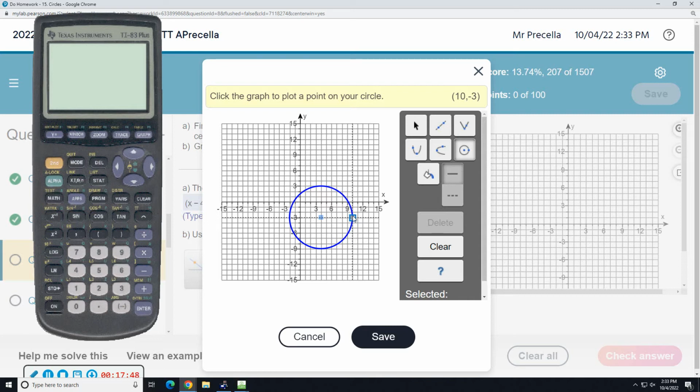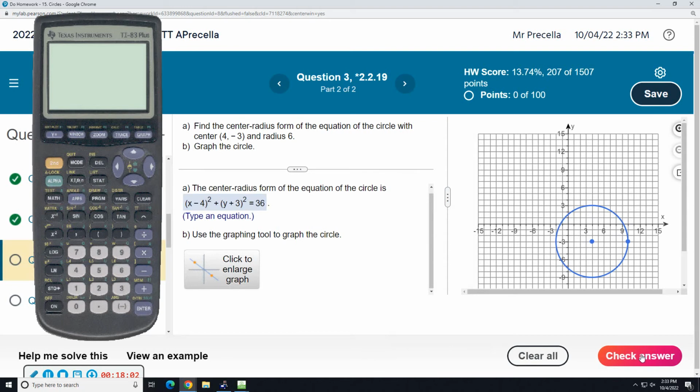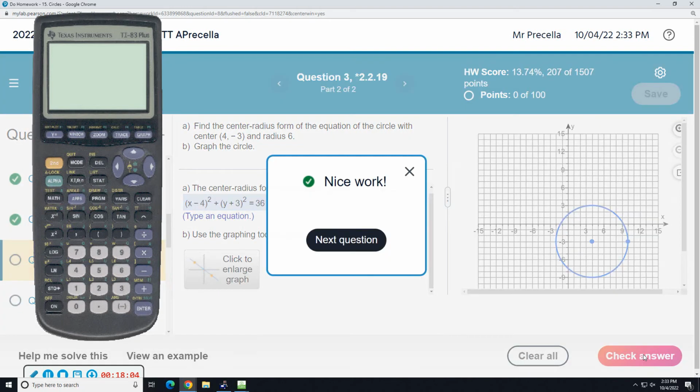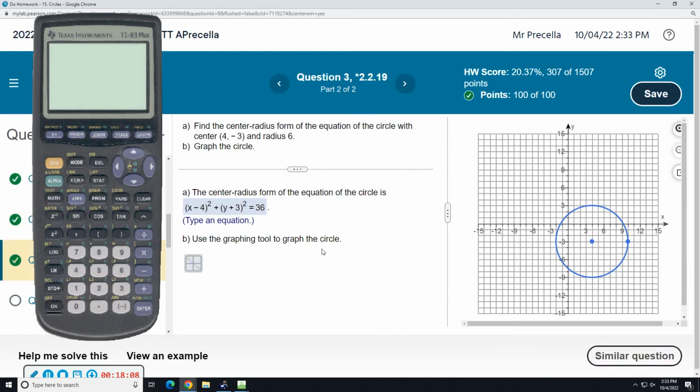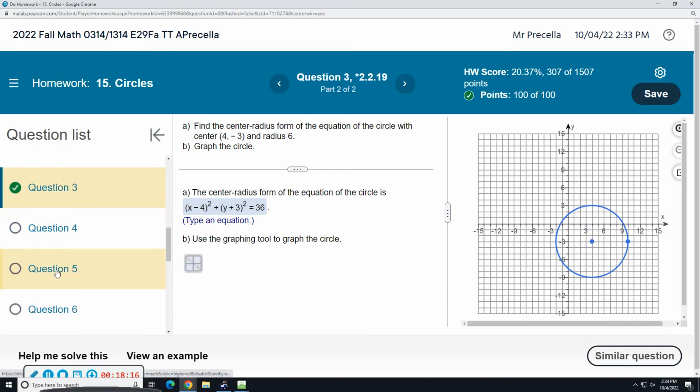Let's see, so I started at 4, -3. If I move right 6, I'd be at 10, -3. So there, save it, and check it. Any questions there? I think number 4 is exactly the same. Let's do 5.